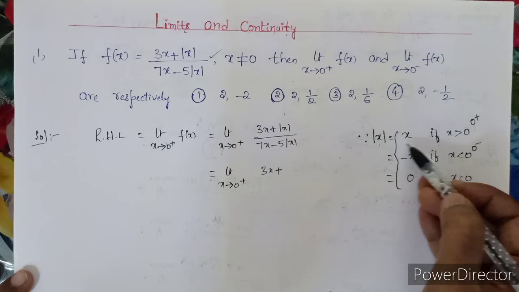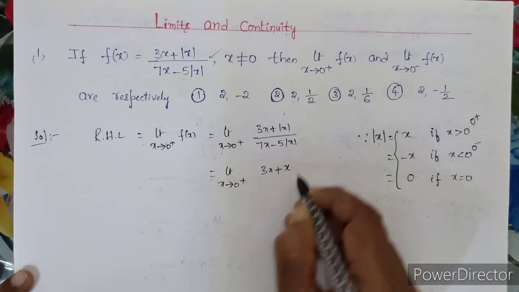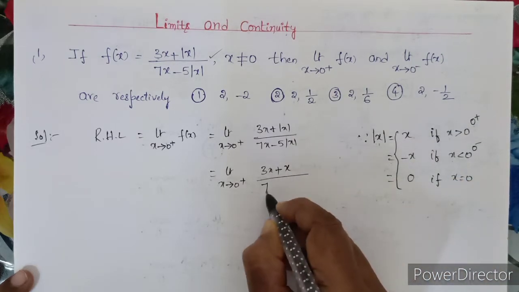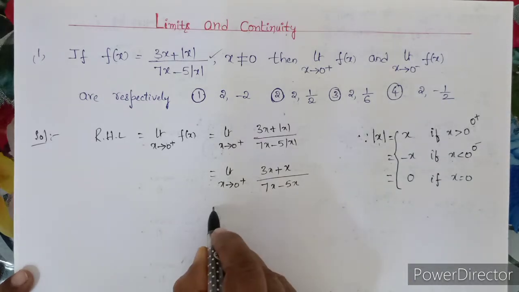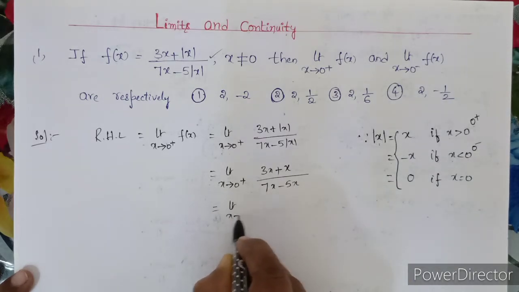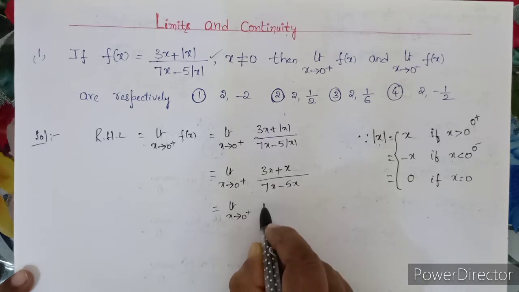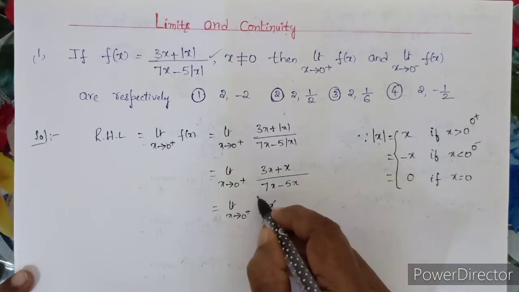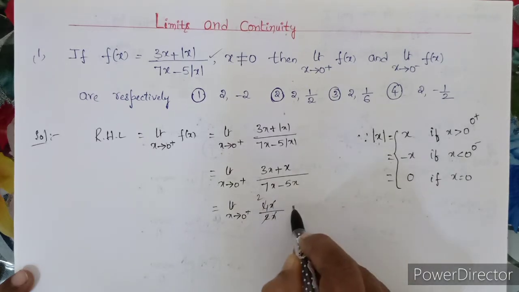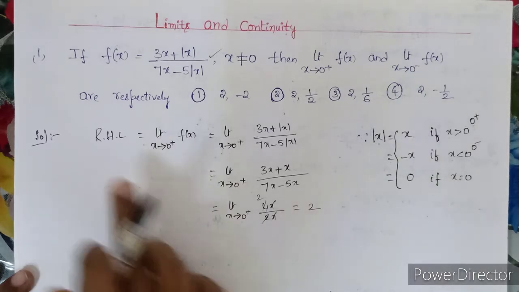Since here x tends to 0 plus, mod x is equal to plus x, so we write it as limit x tends to 0 plus 3x plus x by 7x minus 5x. Now this is equal to limit x tends to 0 plus 4x by 2x, cancel x, and this is 2. Limit of constant is constant, so we got right-handed limit 2.